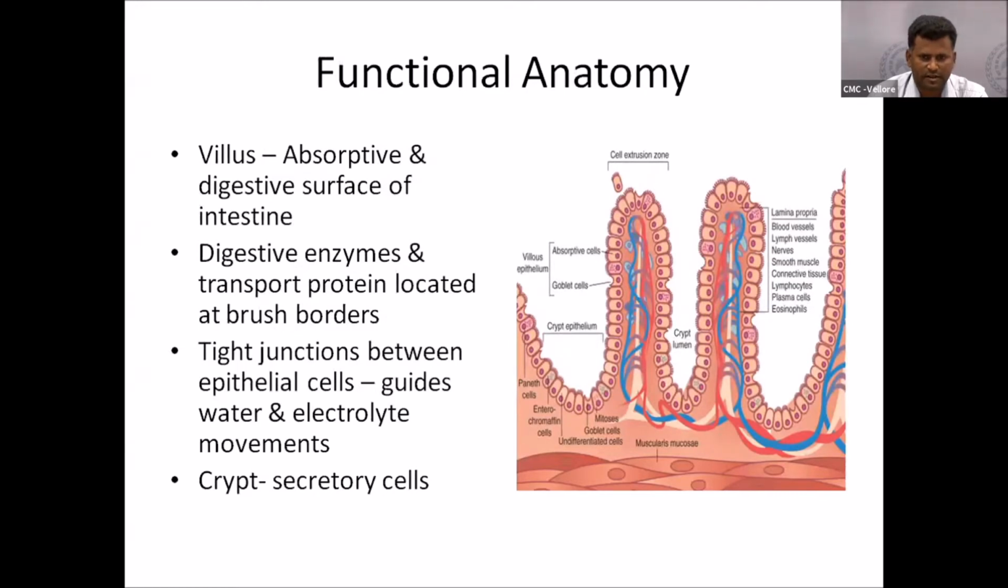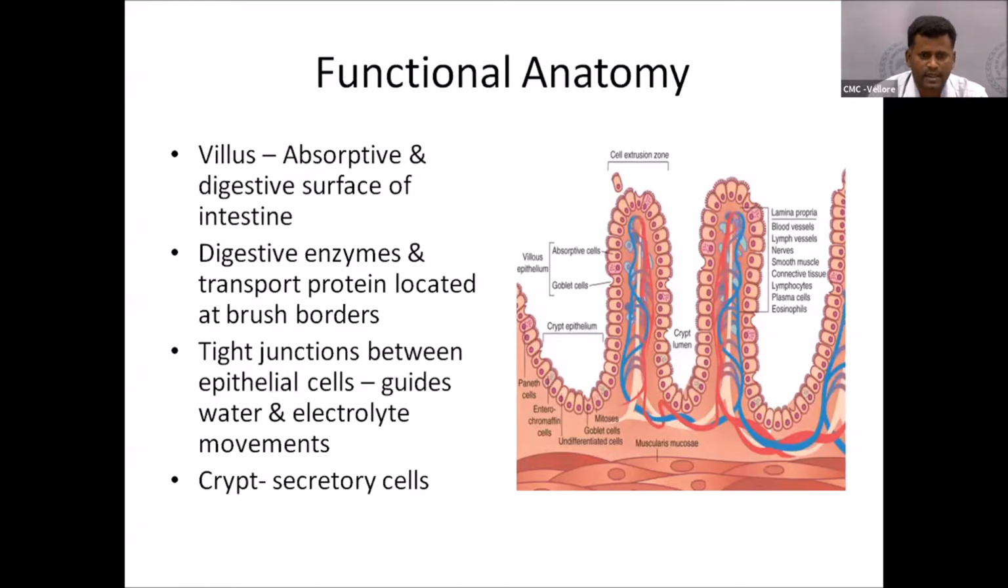I want to just briefly tell you about the functional anatomy of the gastrointestinal mucosa, which has villi and crypts. The villi have the main digestive enzymes and also transport proteins at the brush borders. So any injury to the villi can cause diarrhea because of the defect of digestive enzymes and the transport proteins lacking.